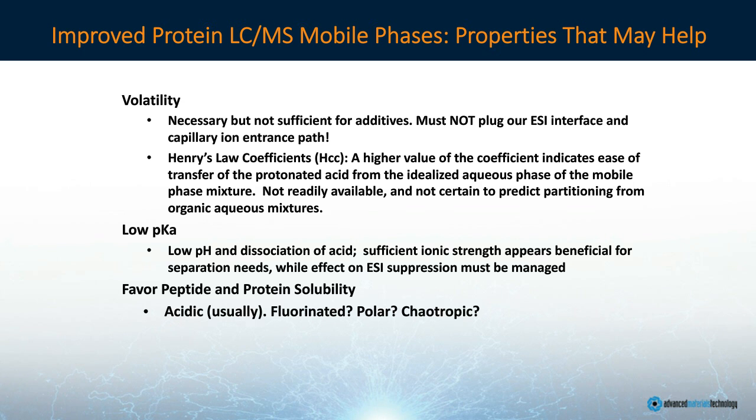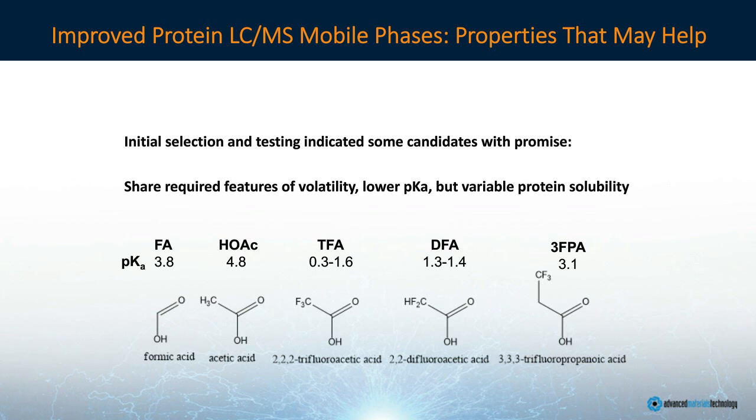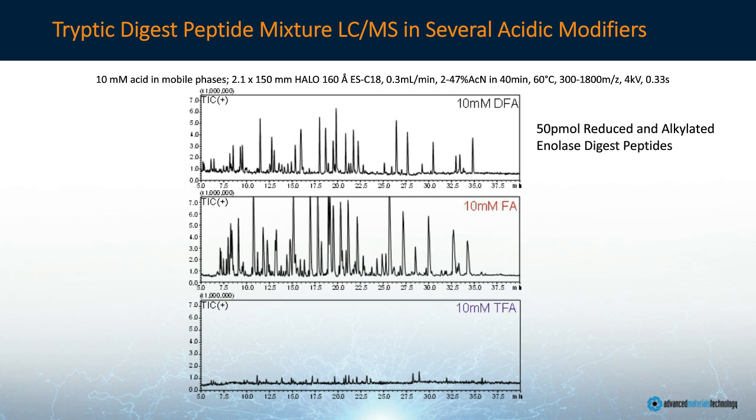So we did a study of a variety of mobile phase acid modifiers. We did some initial selection, and the idea that we've been pursuing lately for quite some time now, for years, has been the idea of replacing the acid modifier, the more suppressive trifluoroacetic acid, with something that would give us performance, but may not be as ideal as formic acid.